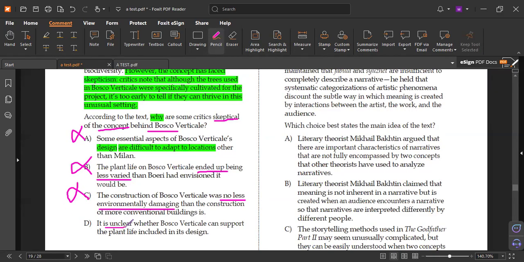Wait, it is unclear. That's why there is skepticism: whether it can support the plant life included in its design. It's too early to tell if they can survive or not. If I tell you it's too early to tell, it means we are not sure. This means it's not clear whether it can support the plant life. And thrive means support the plant life. Right? The letter D is correct, as we are paraphrasing the reason. Paraphrasing gives you the same idea but in different words. That's why.